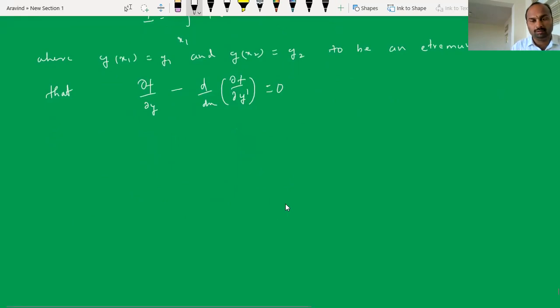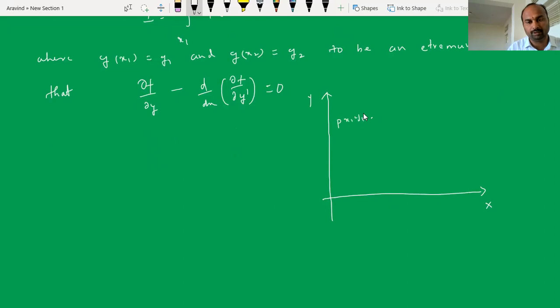So to prove this, I will draw an x-axis and a y-axis. Take two points, P(x1, y1) and another point Q(x2, y2). You join these two points using one curve, and then using another curve. This is the point Q.